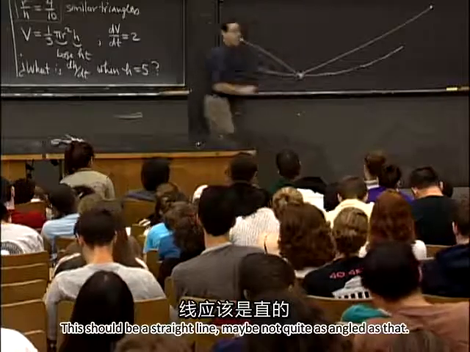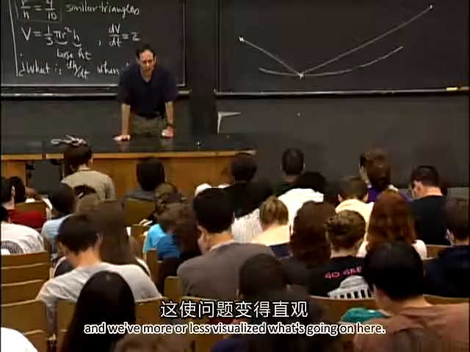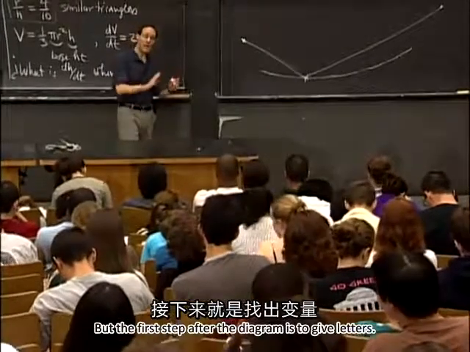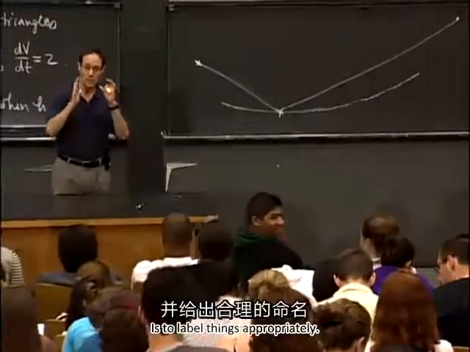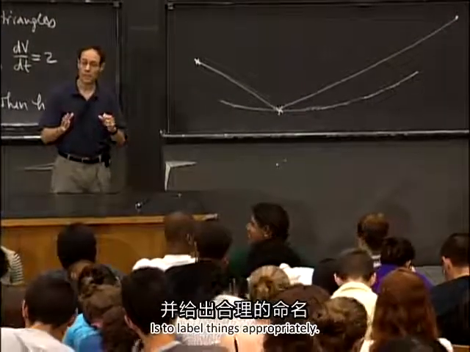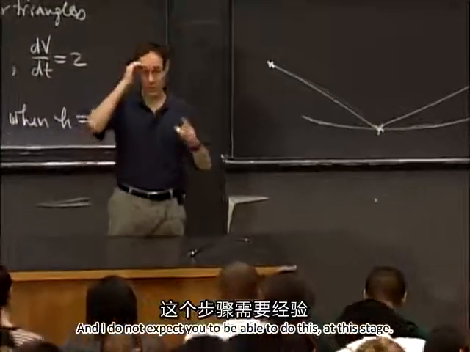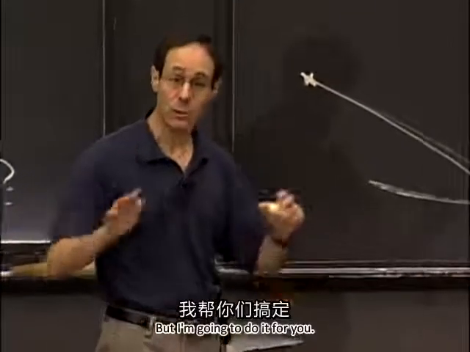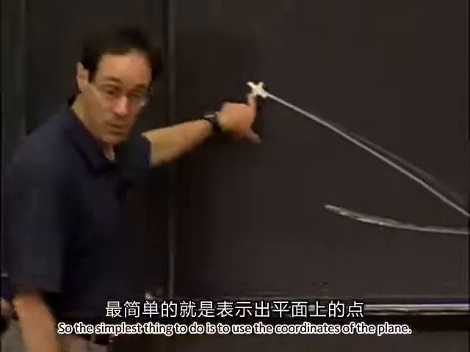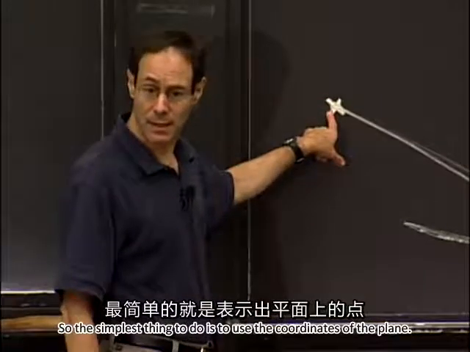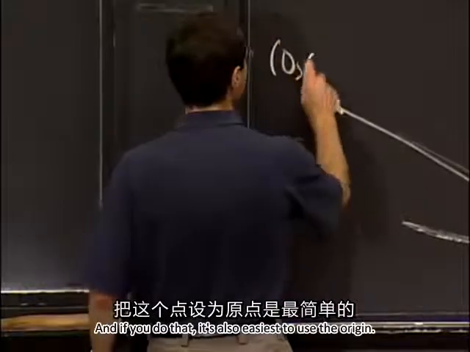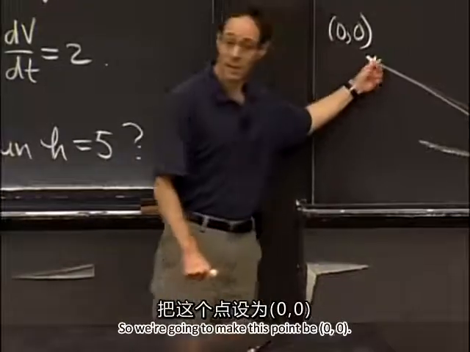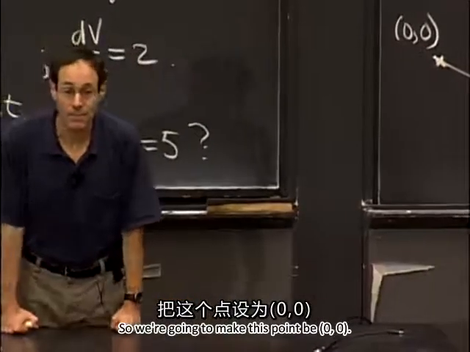This should be a straight line, maybe not quite as angled as that. All right? So now, we've already drawn the diagram, and we've more or less visualized what's going on here. But the first step after the diagram is to give letters, is to label things appropriately. And I do not expect you to be able to do this at this stage, because it requires a lot of experience, but I'm going to do it for you. So the simplest thing to do is to use the coordinates of the plane. And if you do that, it's also easiest to use the origin. My favorite number is 0, and it should be yours too. So we're going to make this point be 0, 0, all right?